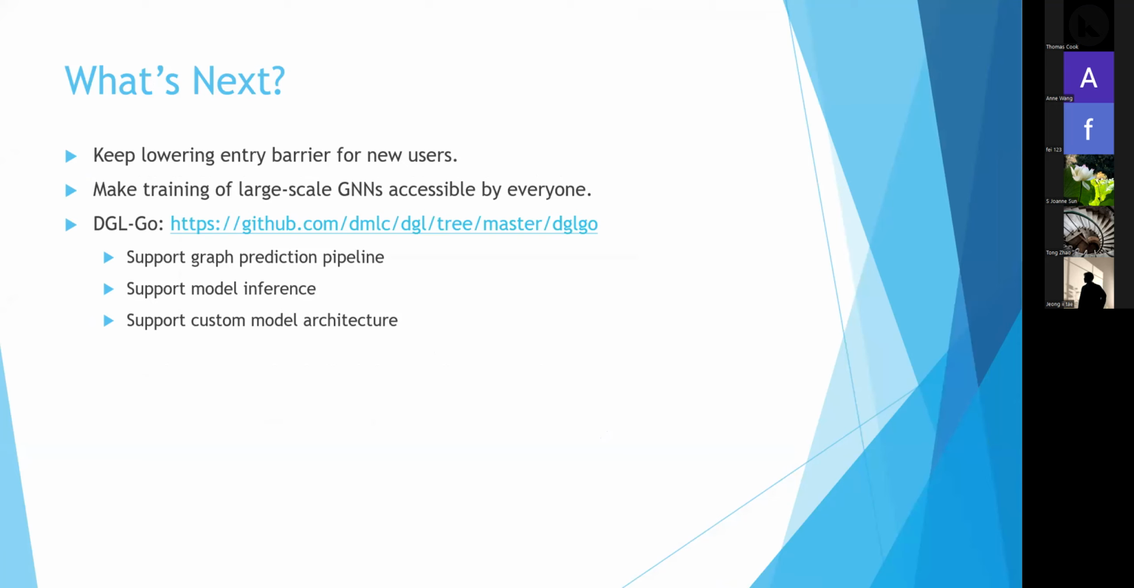We can see that right now the academic datasets are growing larger and larger, but training on these large datasets is still quite ad hoc and difficult. So we want to provide these utilities for users to make it extremely easy. Of course, you can check out DGL Go. It is currently hosted in the DGL main repository, and we want to add more support to it, for example, graph prediction pipeline, model inference, and custom model architecture. And that's all I want to share. I'd like to take any questions.